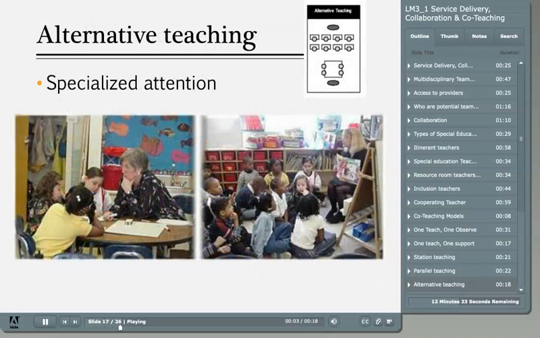5. Alternative teaching. In most class groups, occasions arise in which several students need specialized attention. In alternative teaching, one teacher takes responsibility for the large group, while the other works with a smaller group.